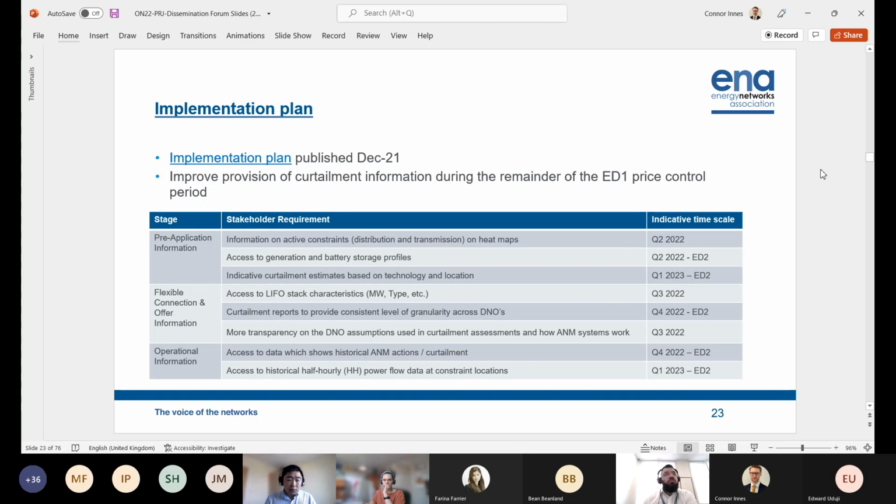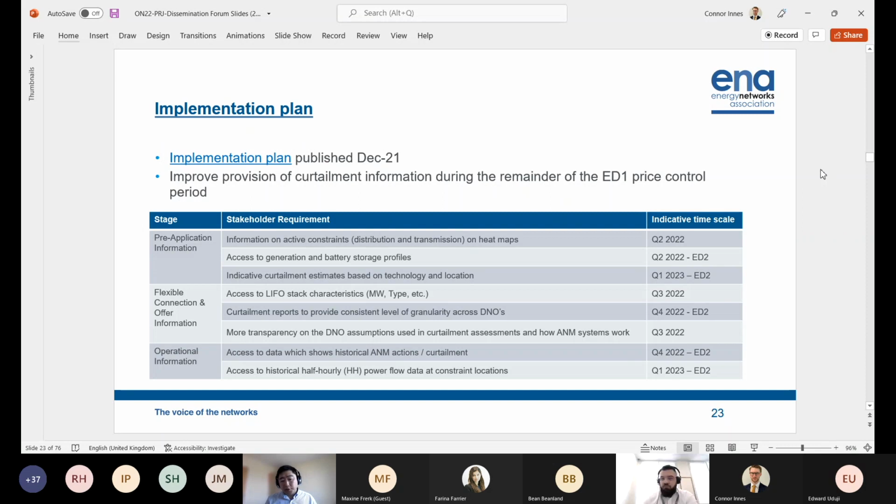And also at offer stage, we try to provide a better format in terms of the LIFO queue, and we try to standardize our granularity in our curtailment report, and be more transparent on what assumptions we make when we run these studies, and show stakeholders how ANM systems work.